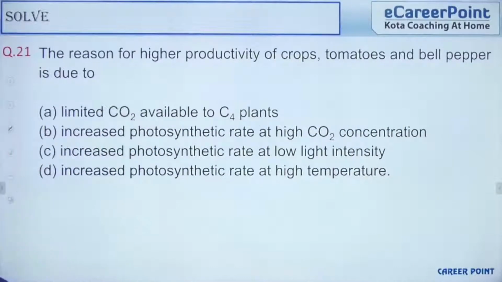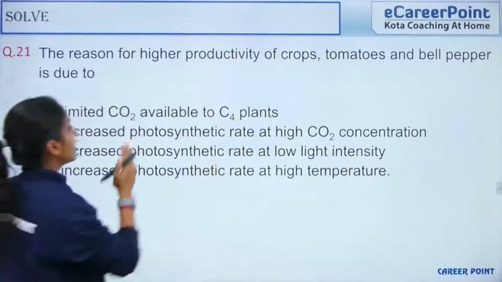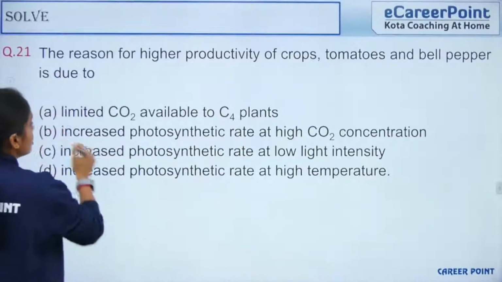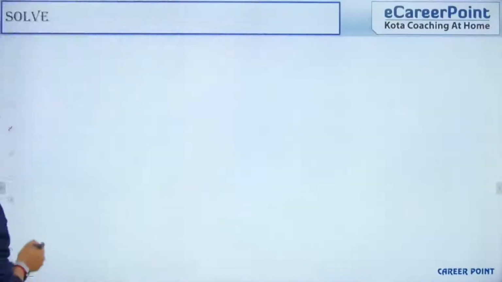Okay, fine. So question 21, the reason for high productivity of crops, tomatoes and bell pepper is due to, so if you see tomatoes, bell pepper, they are C4 plants. So they have increased photosynthetic rate at high carbon dioxide sensitivity.